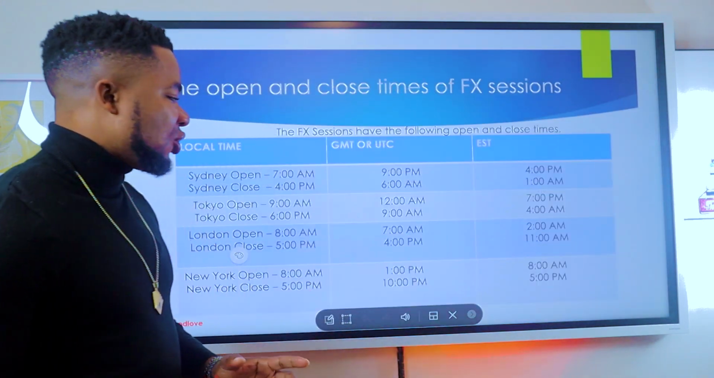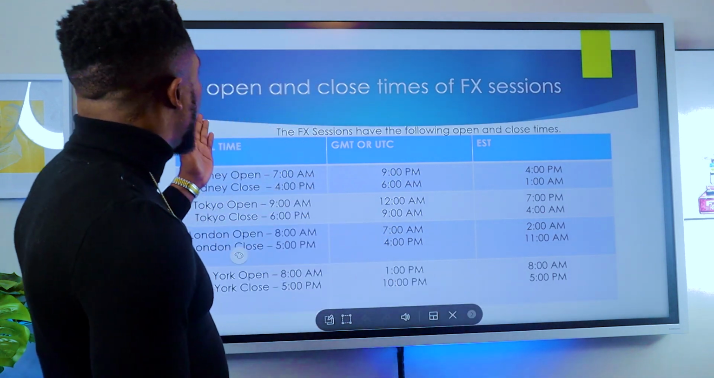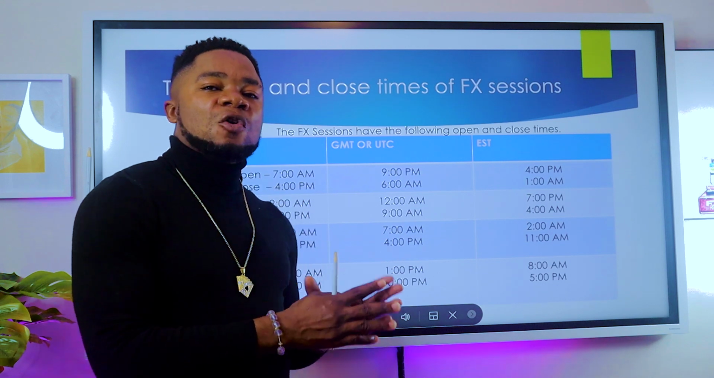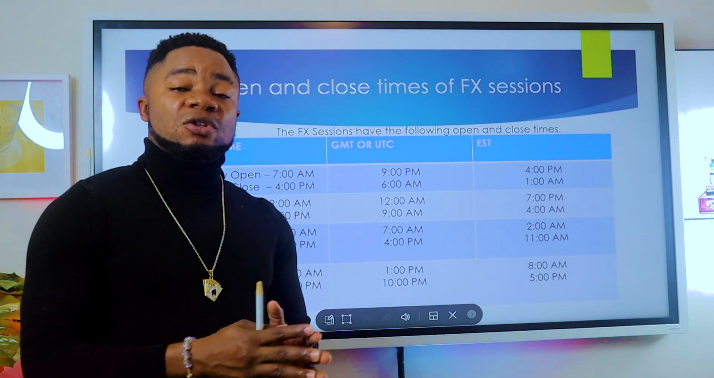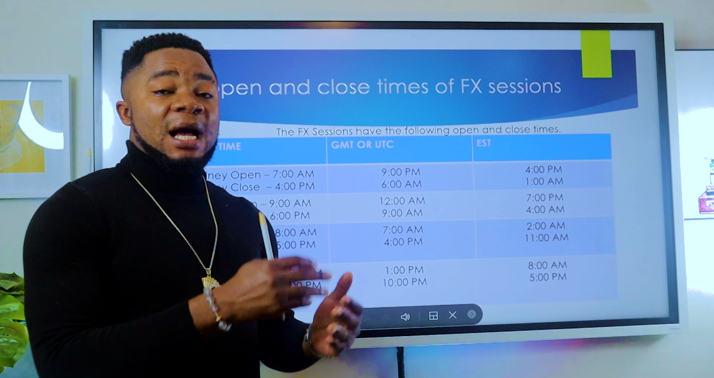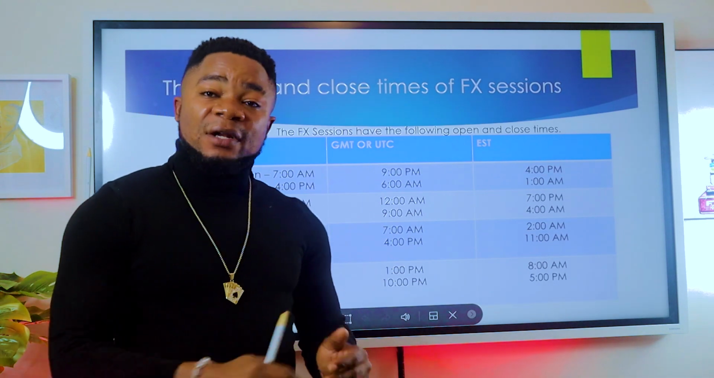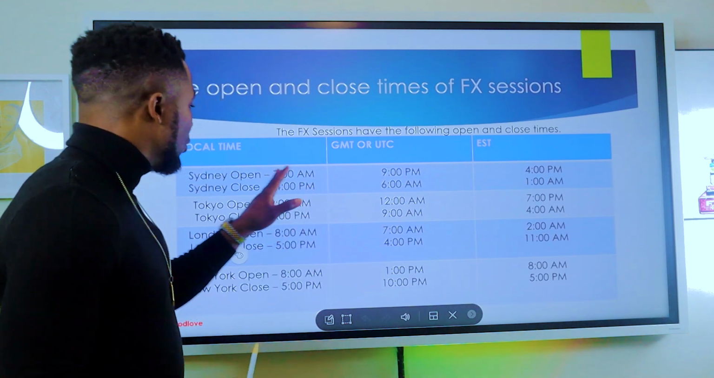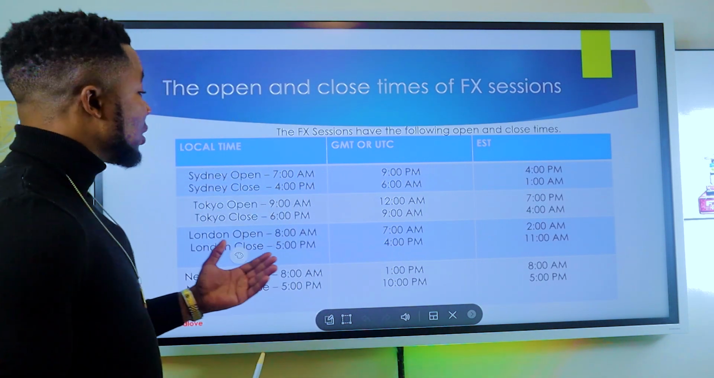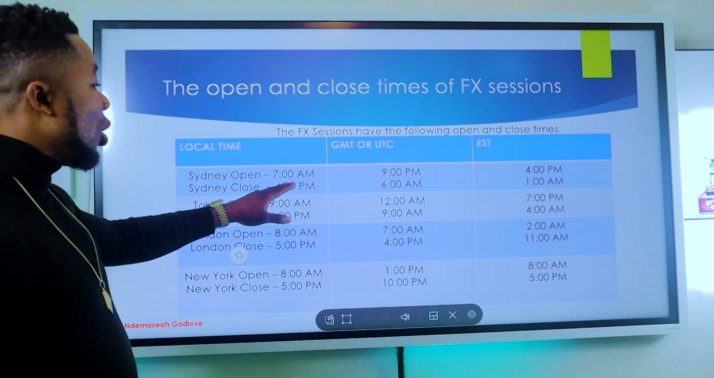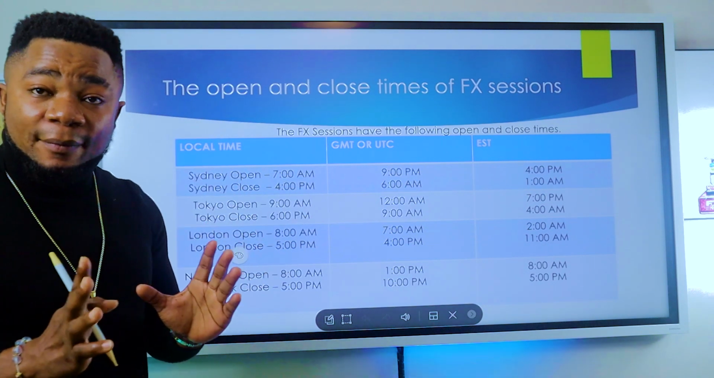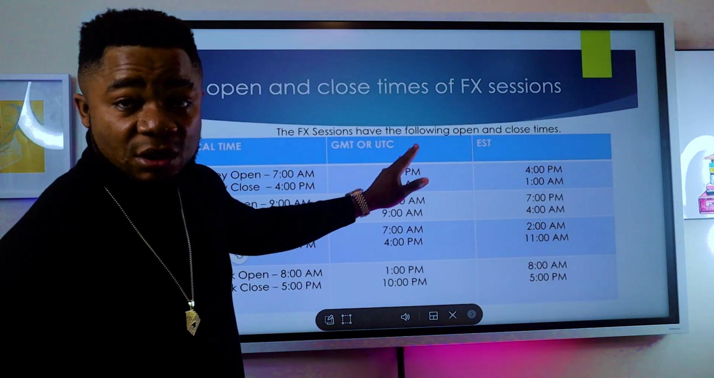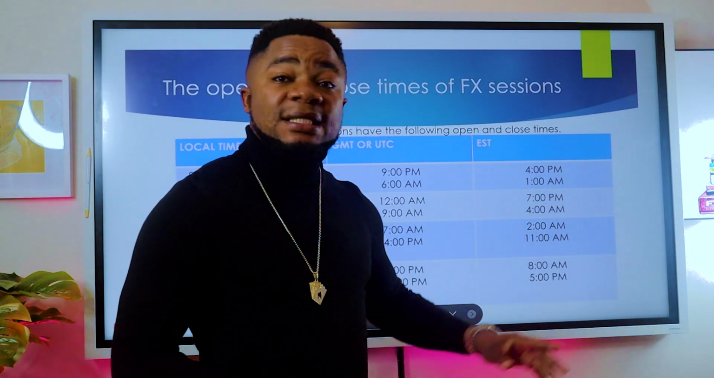So on this slide, let's talk about the open and close times of FX sessions, because in forex trading, the reason they are called sessions is that each session has its own open time and its own closing time. They all have different open and closing times. Let's start with the Sydney or the Australian session. The Sydney session opens at 7 a.m. local time, because here you can see we have local time, GMT or UTC time, and also the Eastern time.